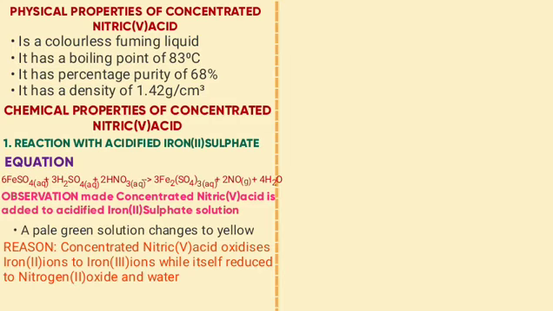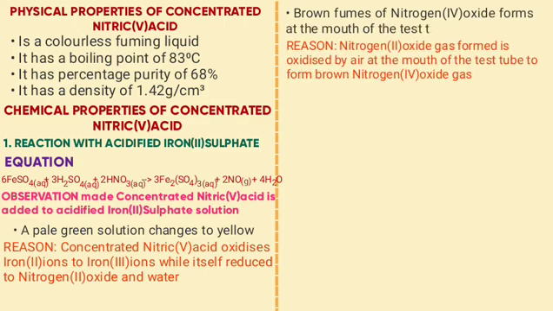Observation number 2: brown fumes of nitrogen 4 oxide are formed at the mouth of the test tube. Reason: the nitrogen 2 oxide gas formed is oxidized by air at the mouth of the test tube to form brown nitrogen 4 oxide gas.